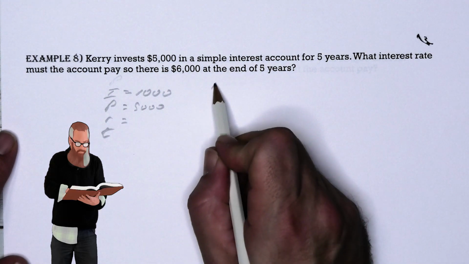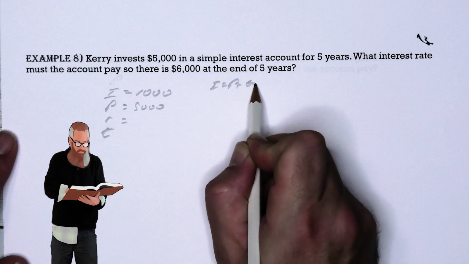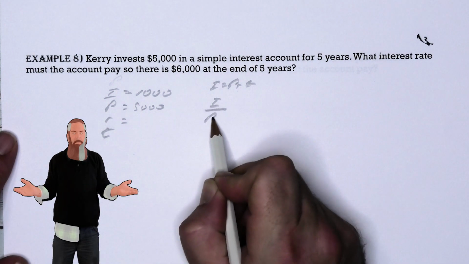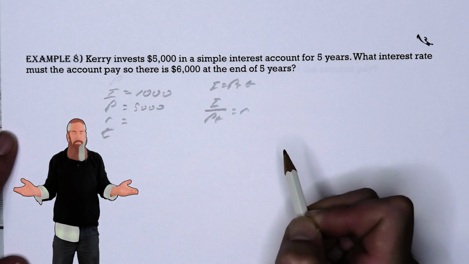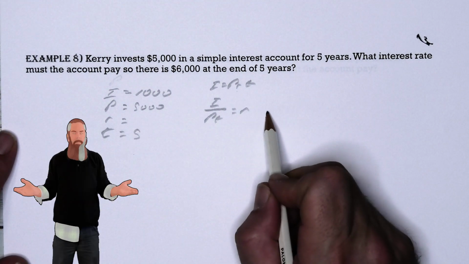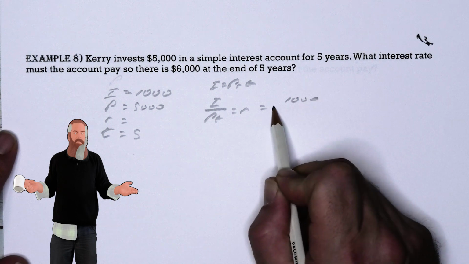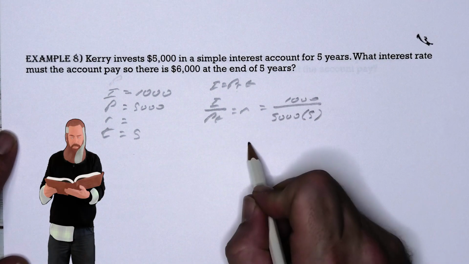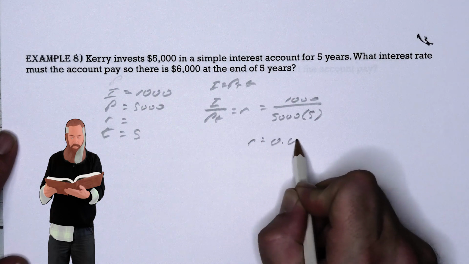What we're actually going to do is use the I equals PRT, and we're solving for R. This means that I divided by P times T will equal R. The time frame is 5 years. So now R is equal to 1,000 divided by 5,000 times 5, meaning the rate we want to get is 0.04 or 4%.